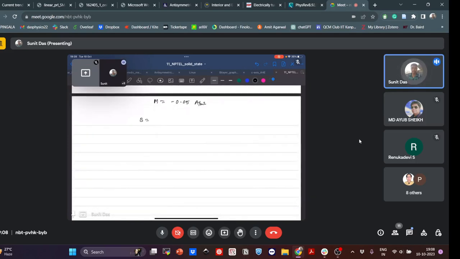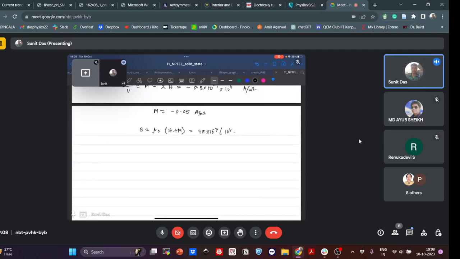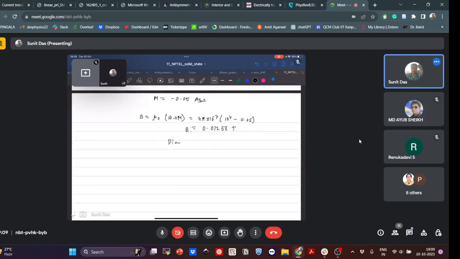So then we can find B. B is given by mu 0 (H plus M). H is 10 to the power 4 and M is minus 0.05. So this is 0.01256 Tesla, and this is diamagnetic, or it shows diamagnetism as chi is negative.